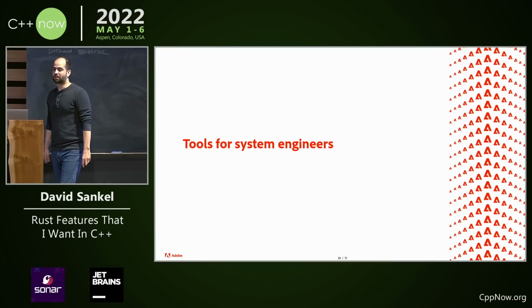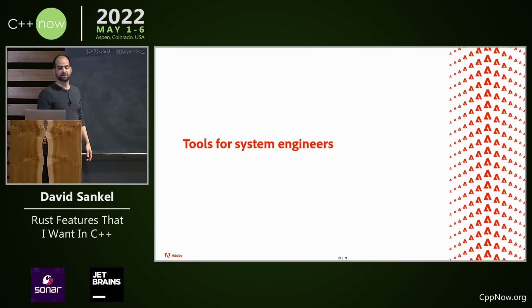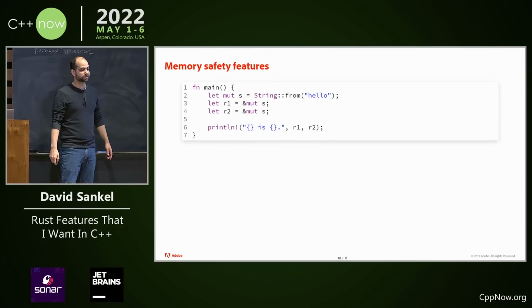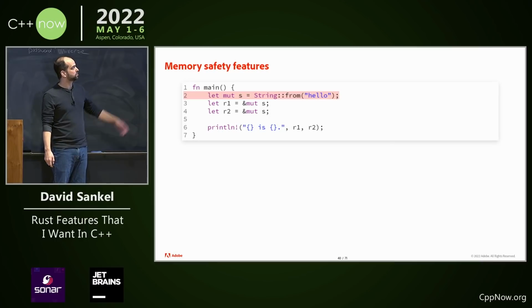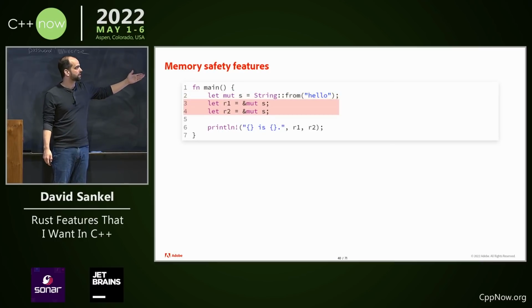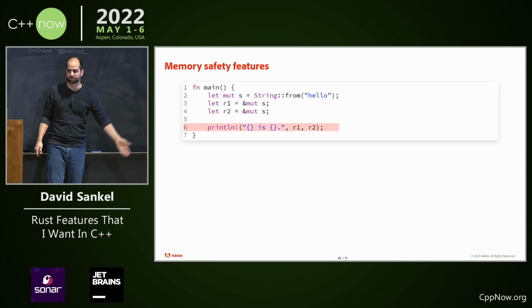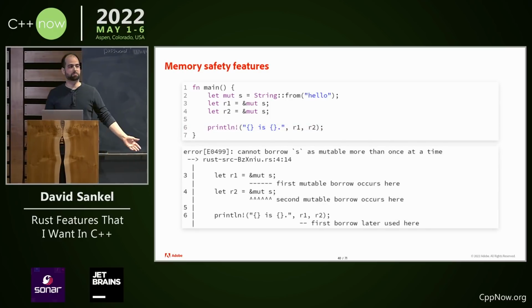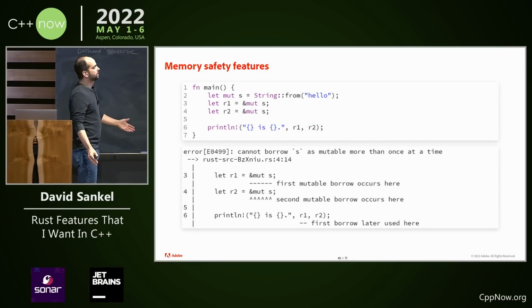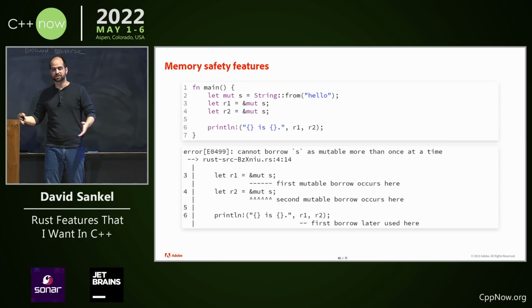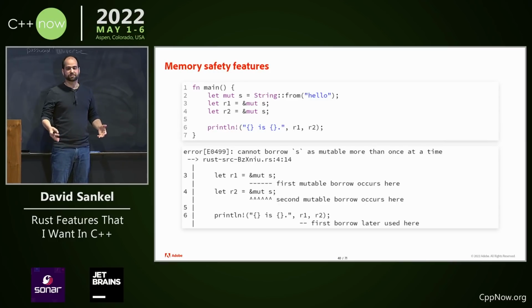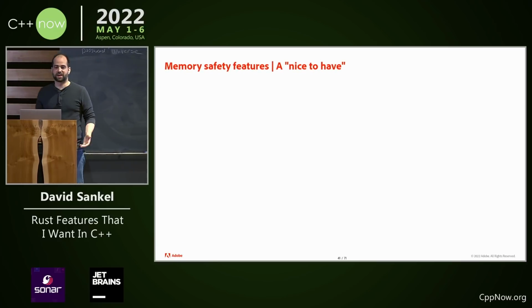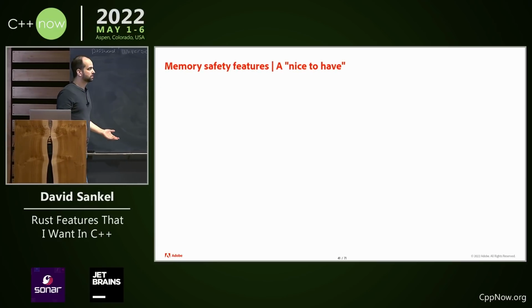Some of these are big things, some of them are small things. There's the memory safety features, right? If you have a mutable thing and you take 2 different references to it and you try to output the 2 different references, in Rust you're gonna get a compiler error. It's like, look, you can't have 2 different references to something. There's a lot of stuff in there to prevent certain classes of errors. I'm gonna say this is a nice to have. It's not that big of a deal.